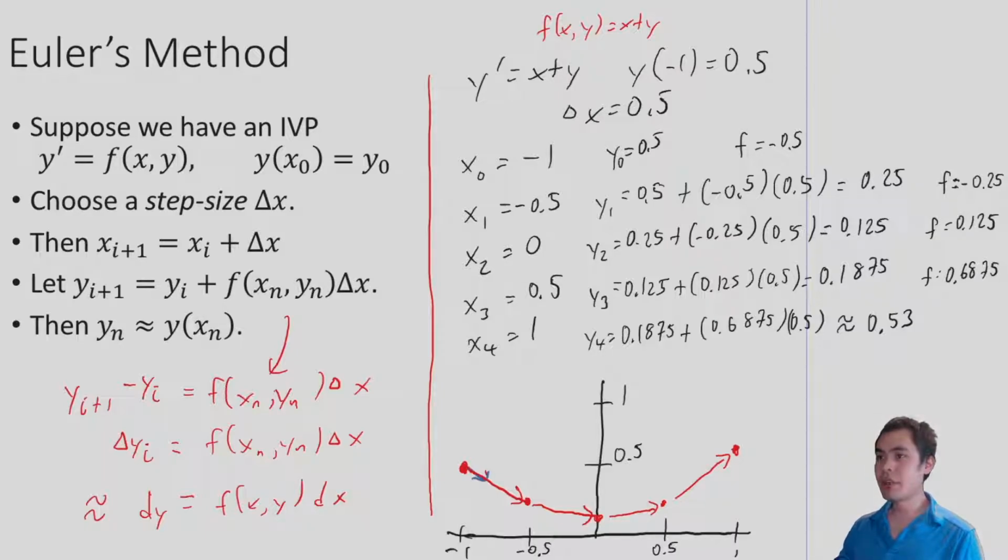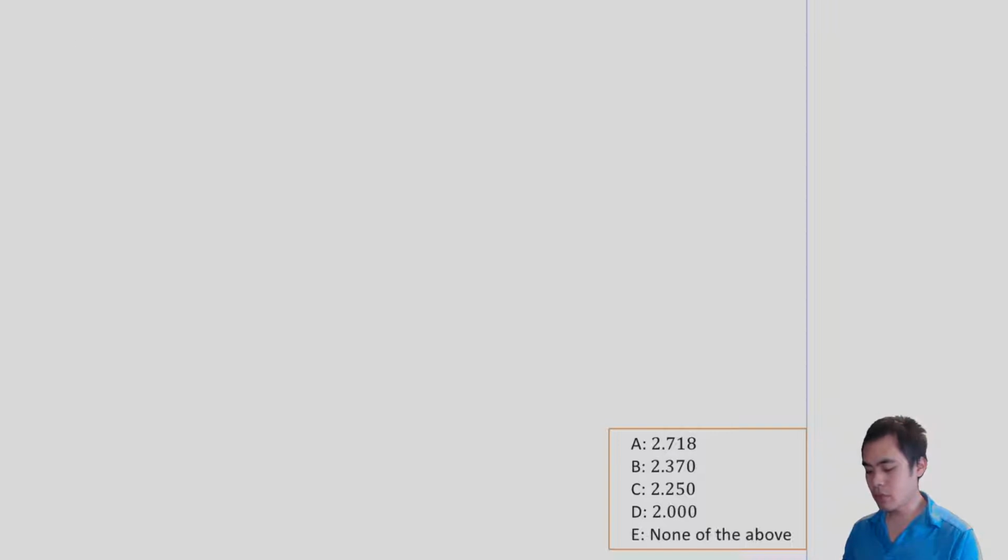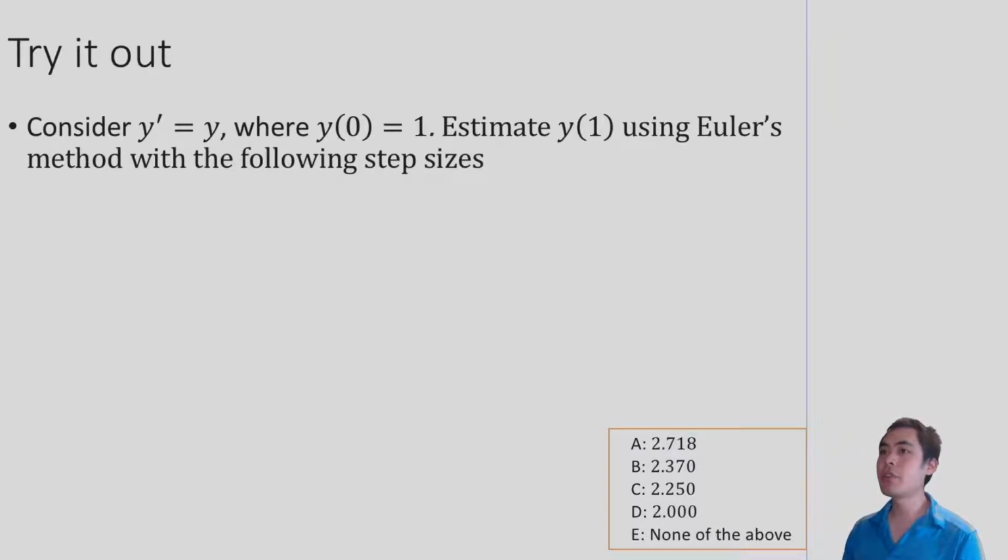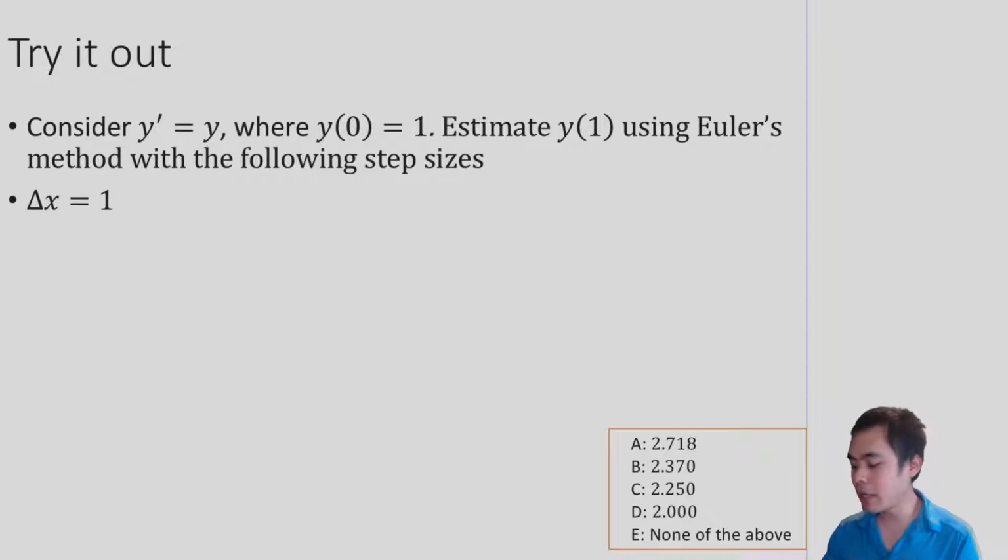Okay, so now that you roughly know Euler's method, let's try it out. Consider y prime is equal to y, where y of 0 is equal to 1, and estimate y of 1 using Euler's method with the following step sizes. So let's say delta x is equal to 1. I'm going to go ahead and get started on this first one for you.